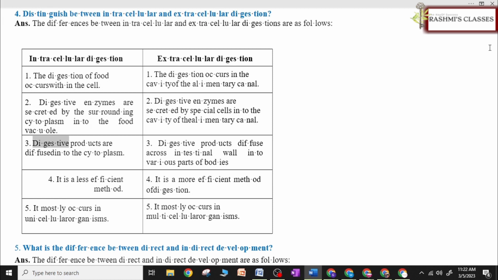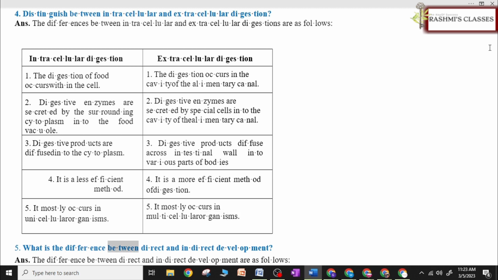Intracellular: 3. Digestive products are diffused into the cytoplasm. Extracellular: 3. Digestive products diffuse across the intestinal wall into various parts of the body. Intracellular: 4. It is a less efficient method. Extracellular: 4. It is a more efficient method of digestion. Intracellular: 5. It mostly occurs in unicellular organisms. Extracellular: 5. It mostly occurs in multicellular organisms.